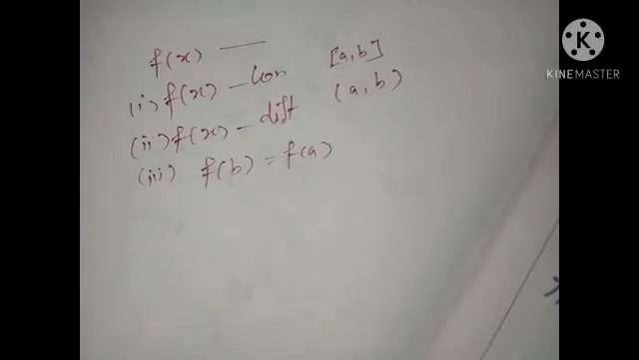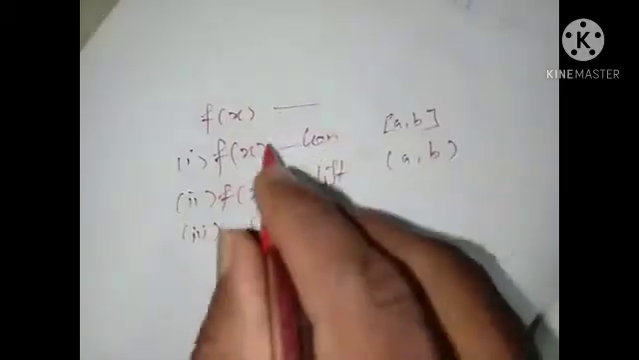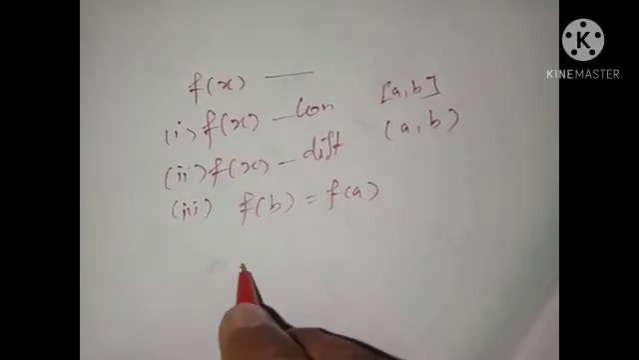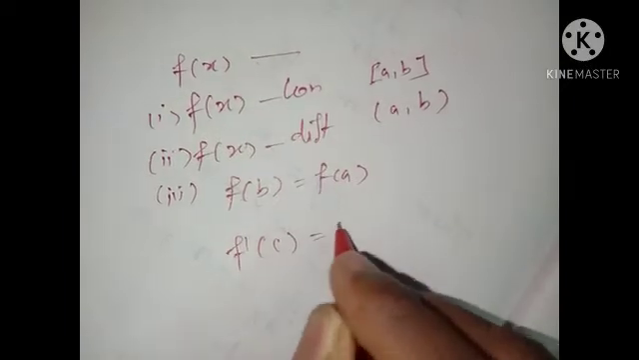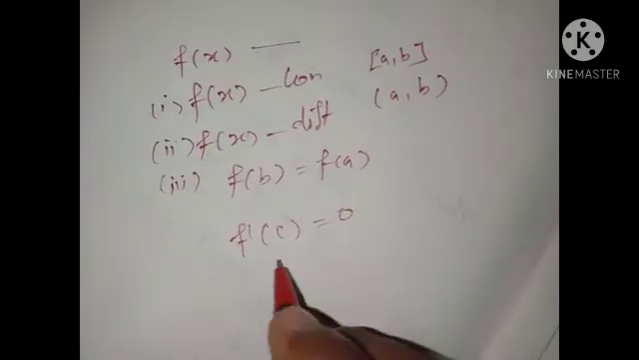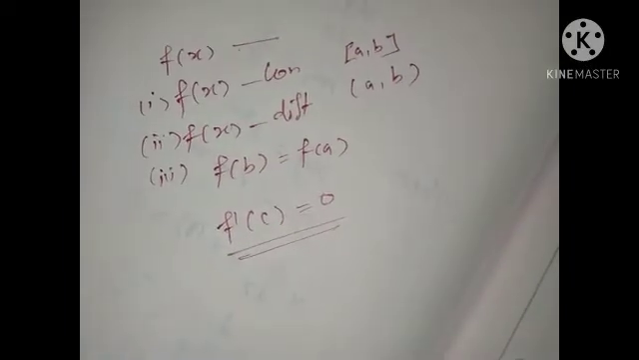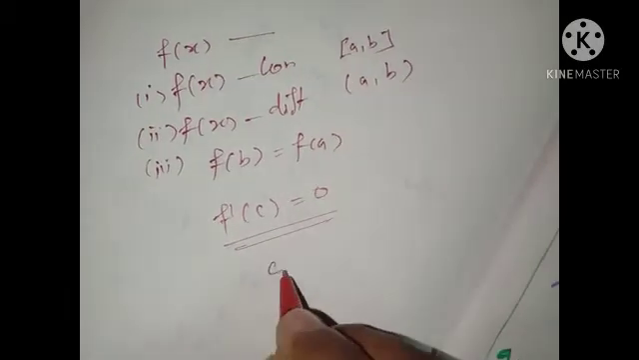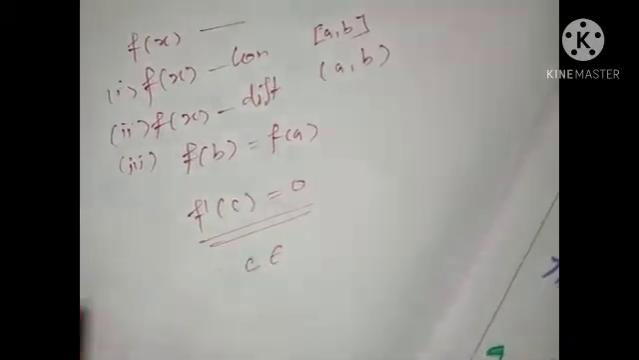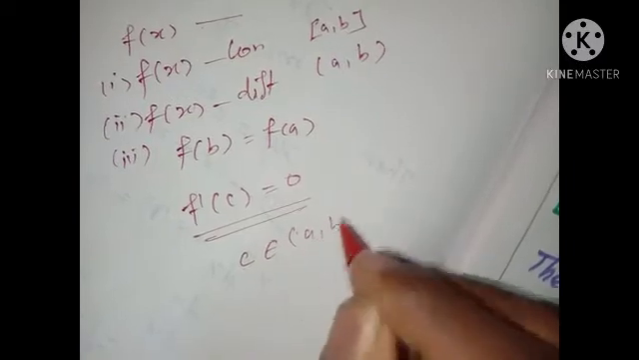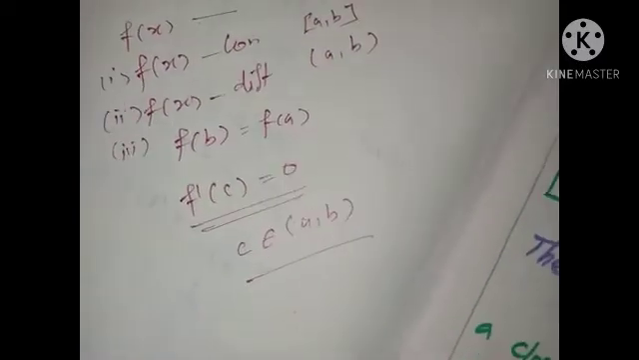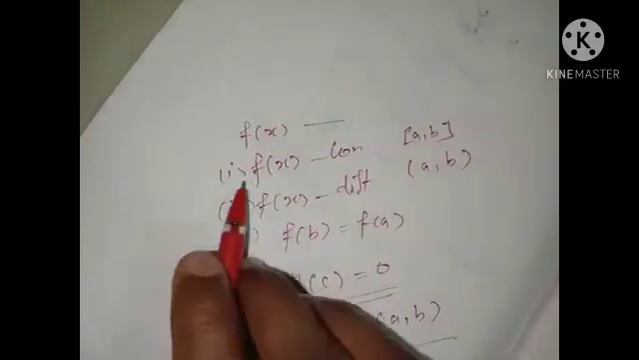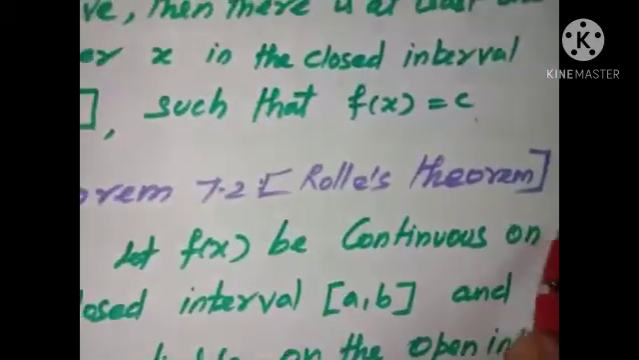Okay, so now if these three conditions are satisfied, f'(c) = 0. So now we find the value of c belonging to (a, b). Three conditions satisfied is the statement of Rolle's theorem.